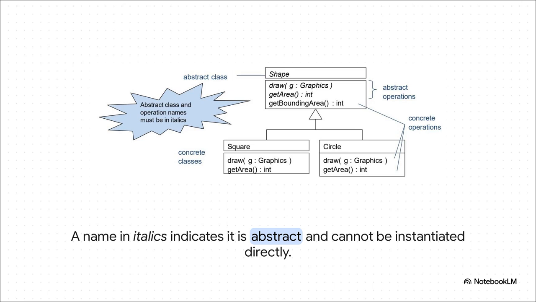See how they're in italics? That's not a stylistic choice. It has a very specific meaning. It tells us that they are abstract. An abstract class is basically an incomplete blueprint. You can't create a direct instance of it. Its entire purpose is to define a common interface that its concrete subclasses, like our square and circle, have to provide or implement.